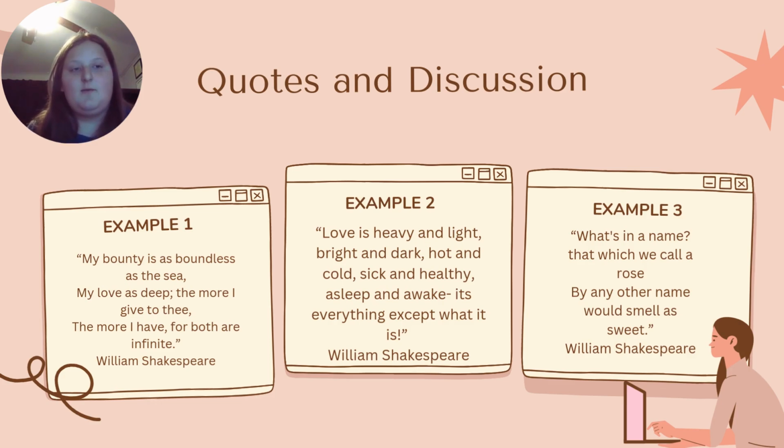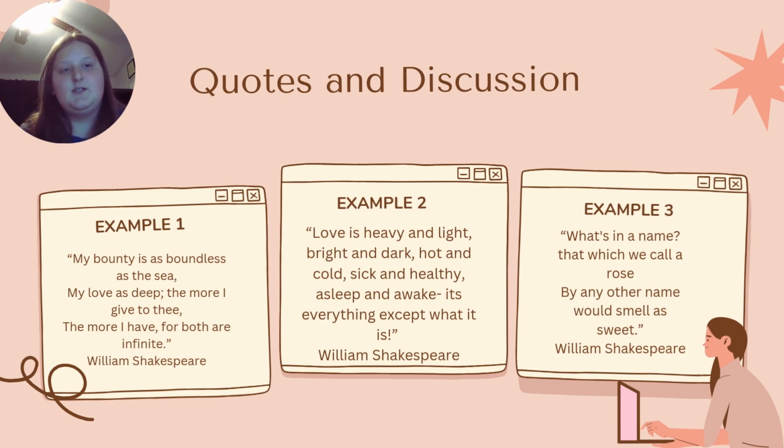When discussing the complex relationship they have because of their families, Romeo says, "What's in a name? That which we call a rose by any other name would smell as sweet." This is expressing how if they didn't have the family names that they have, they'd still be the same people.